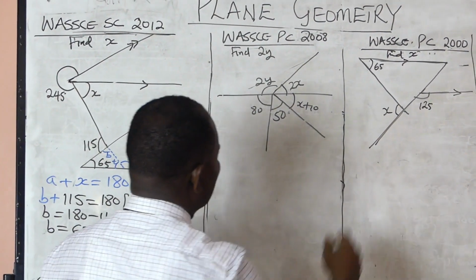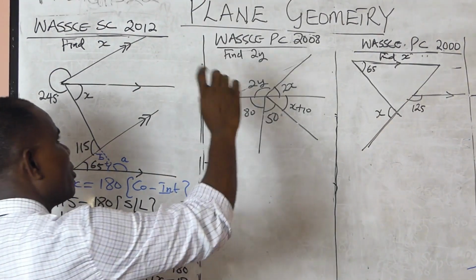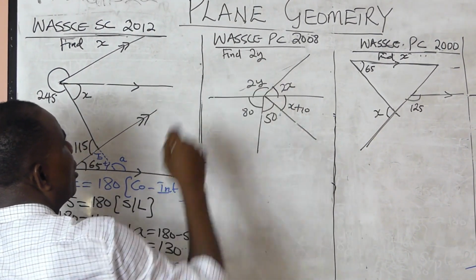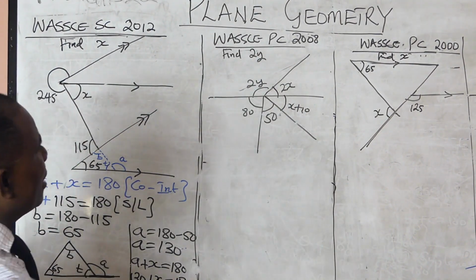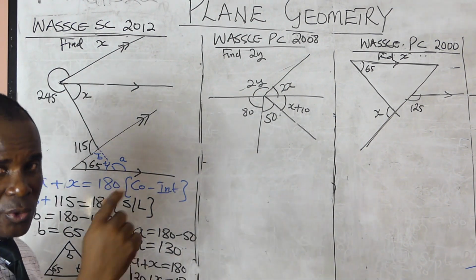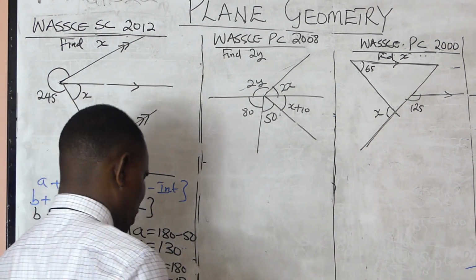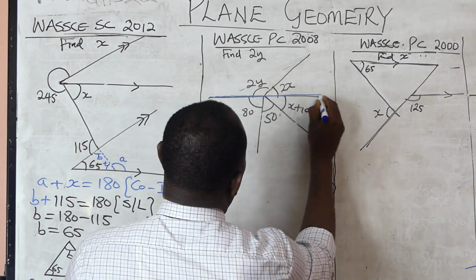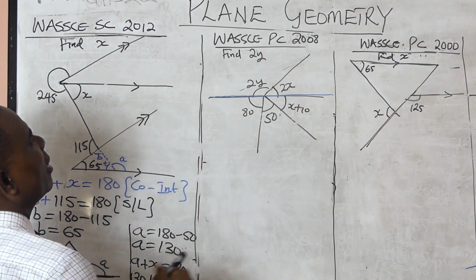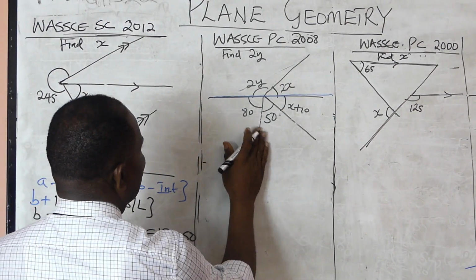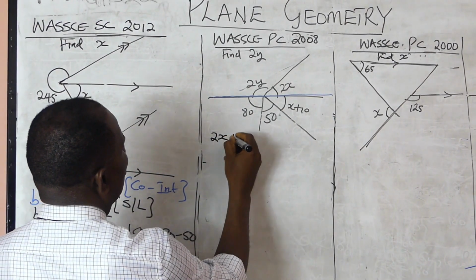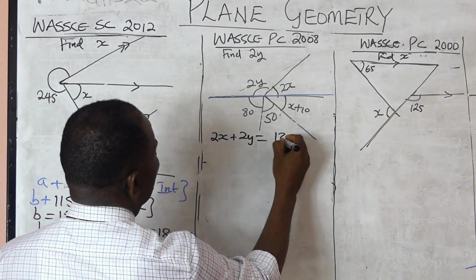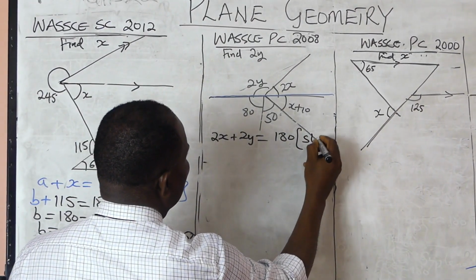This is a straight line, and if you look at it, this question is a little bit tricky. It says find 2y. It's not asking you to find y, but 2y. So we have a straight line somewhere here. Remember that? That is a straight line. And angles on a straight line, we said they sum up to 180. So watch, this is 2x plus 2y is equal to 180. Angles on a straight line.